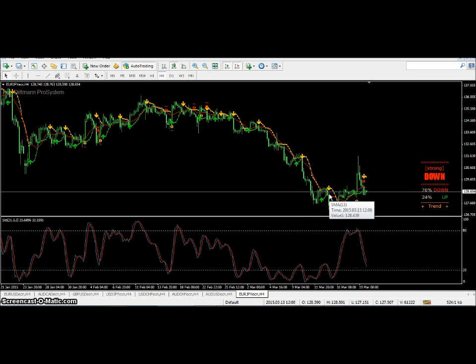Don't try to get on there and pick 10 pairs and guess what they're going to do, because you're not going to make any money. You're going to lose money.